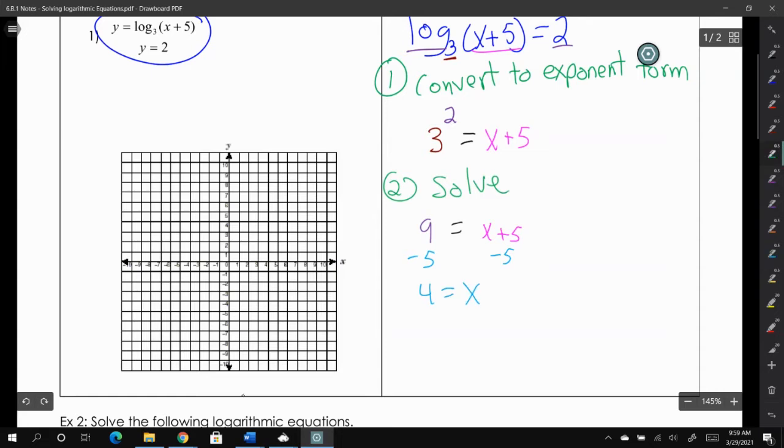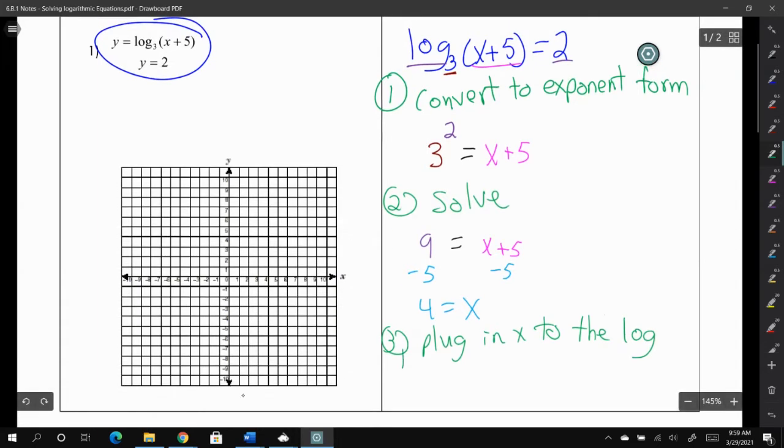Now, we do need to plug x into the log to see if we get a negative number, because we can't take the log of a negative number, just like how we couldn't take the square root of a negative number.